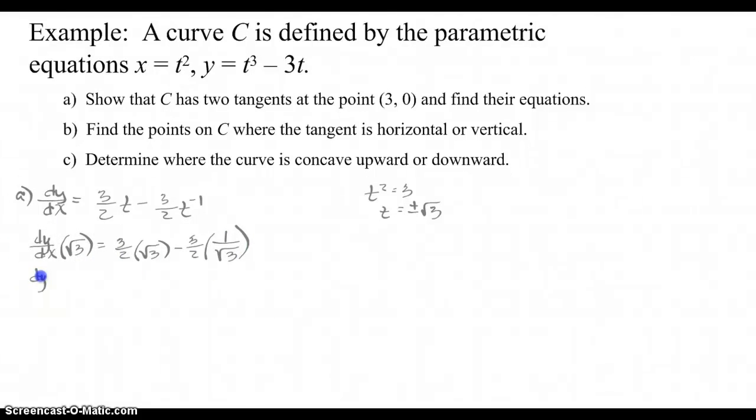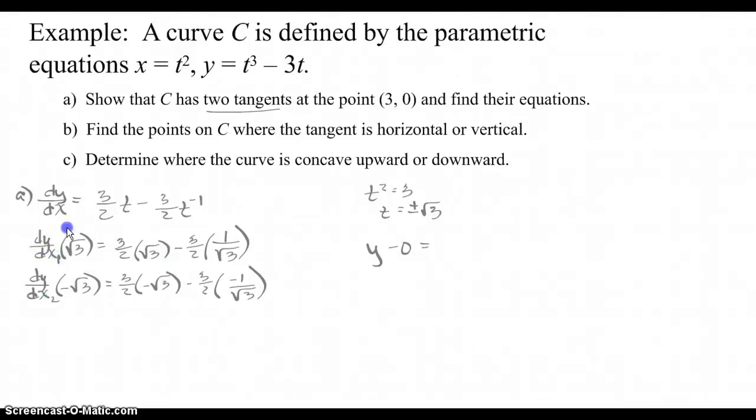We also have a second t value of negative root 3, and so we would just plug it in: 3 halves times negative root 3 minus 3 halves over negative 1 over root 3. So we'd have two tangent lines, y minus 0 equals, we'll call this dy dx sub 1 and this dy dx sub 2. But this is a number. Whatever this number is, we wouldn't put the equation in there, we would find the number, but that would be the slope. That way I don't have to copy all that mess down.